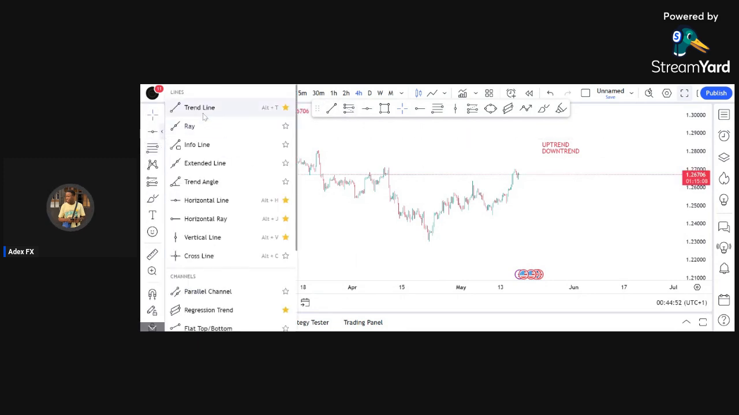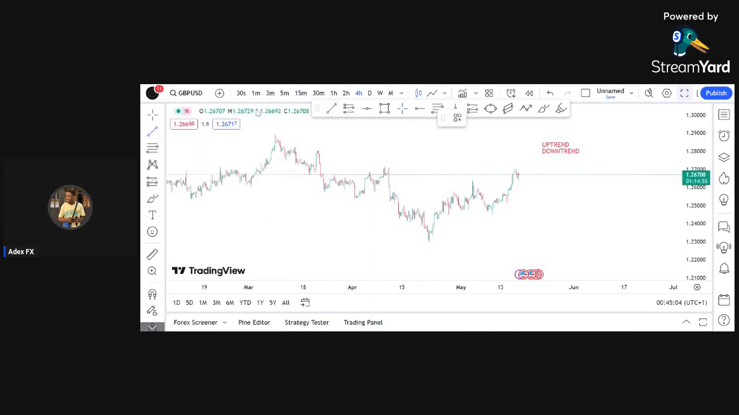So you can see trend line here. You can see it. This is where I came in. It is because I've already added it to my favorite tool. That is why it's showing here. So this is trend line. So you click on trend line. So you pick the first support level, which is the low level, in order to connect.